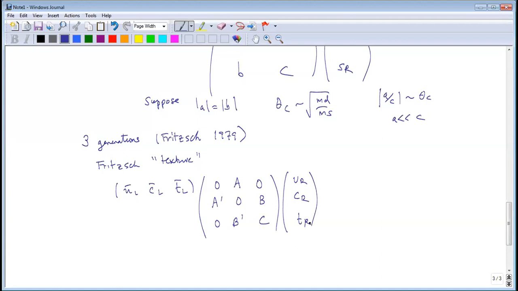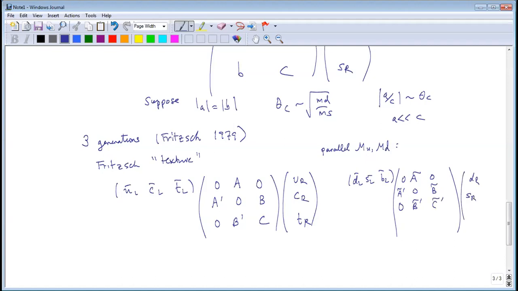Okay, plus the Hermitian conjugate, of course. And then we also have parallel structures for m_u and m_d. Okay, so in other words, then d_L bar, s_L bar, b_L bar should be the same sort of form. Let's see if I can fit it on here. 0 A tilde 0, A tilde prime 0 B tilde, and then we have 0 B tilde prime C tilde prime, d right, s right, b right.